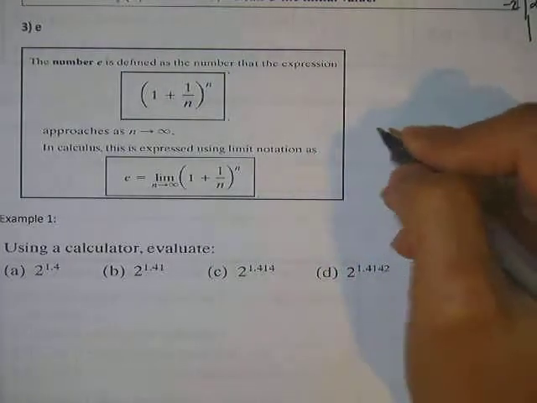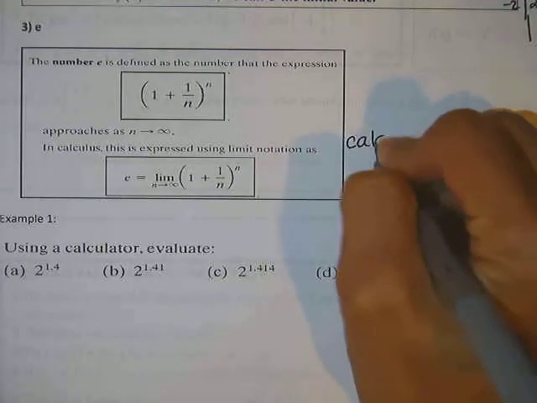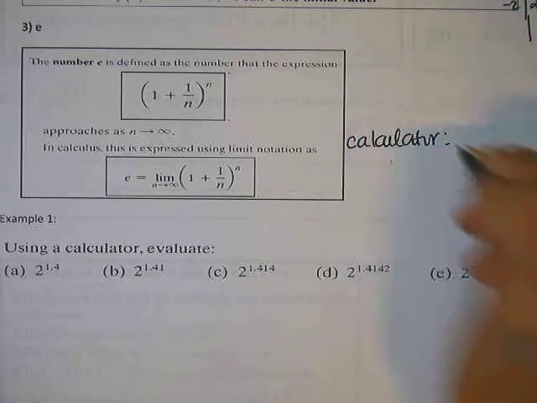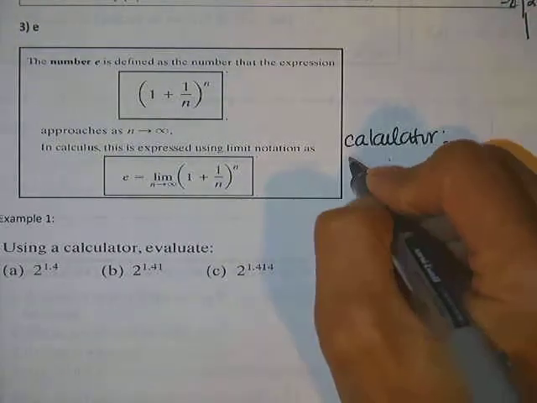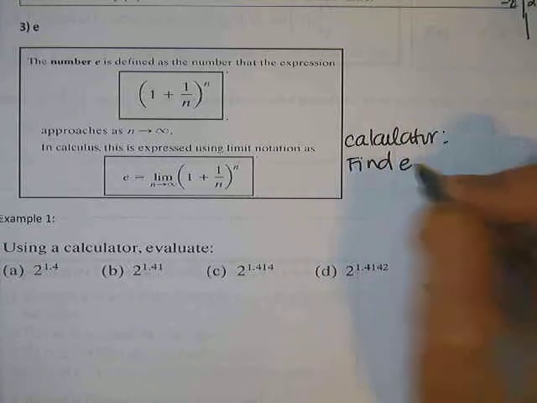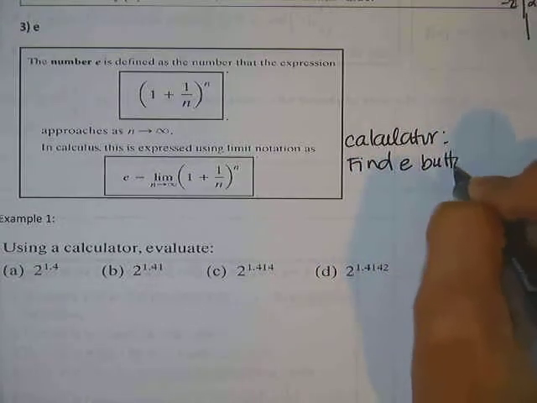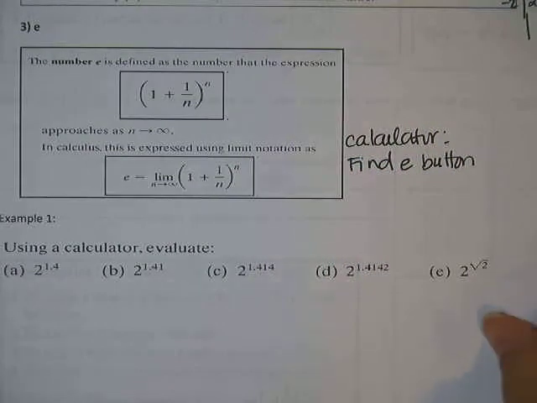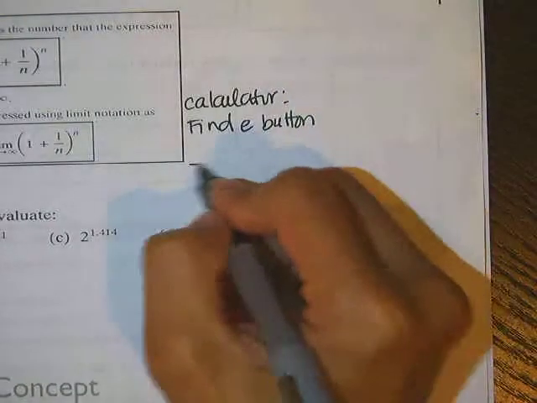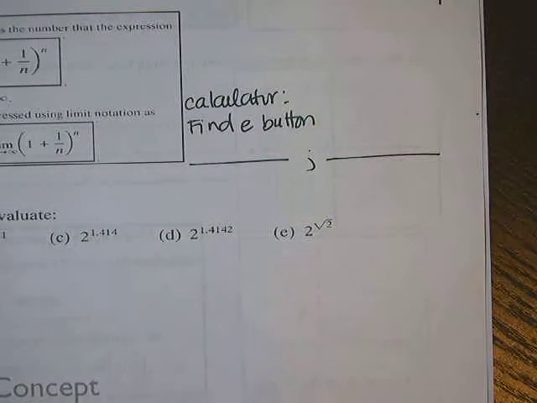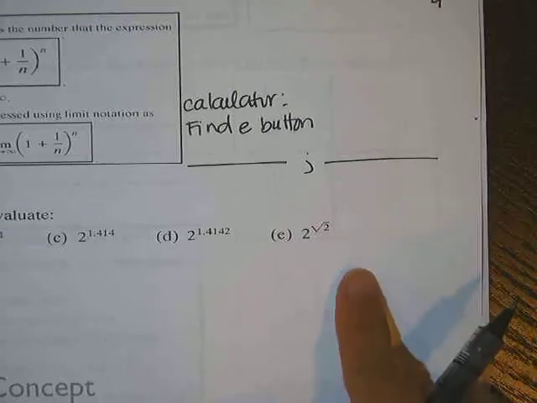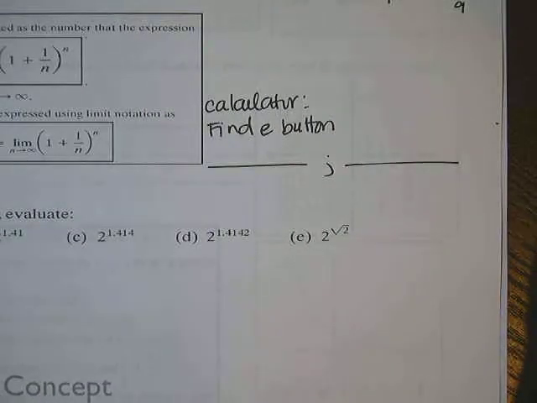Alright, so what I would like for you to do right now is use a calculator. In your notes, use your calculator and find the e button. I would like you to write down 2 locations where your e button is. When I check your notes, I need to see these. Okay, go and find your e button.